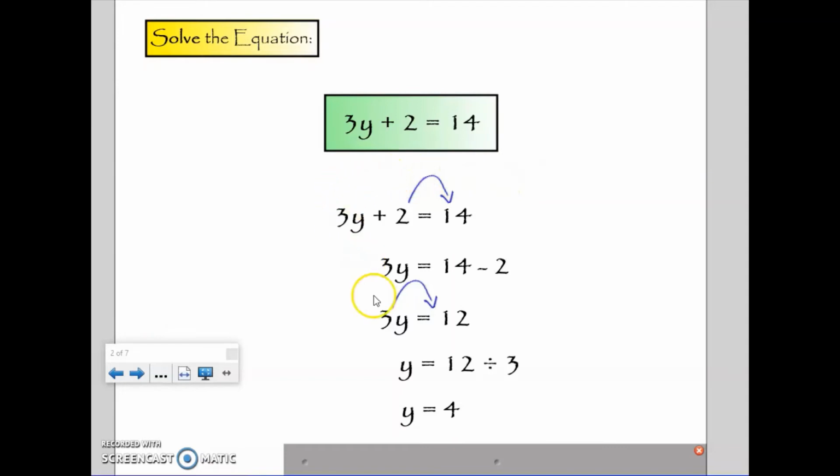Take a look at my working out though. This method is what is expected. This algebraic method showing each step and showing a full understanding of the question.